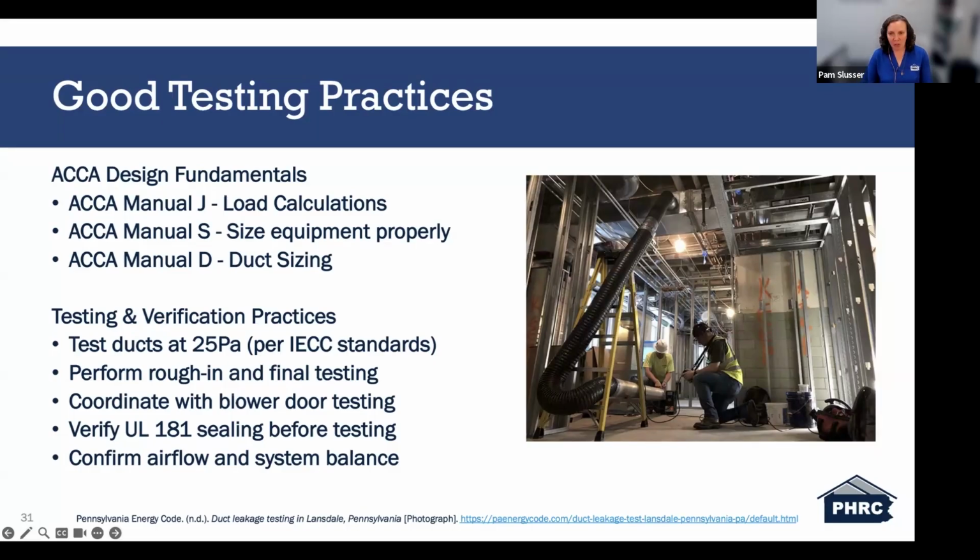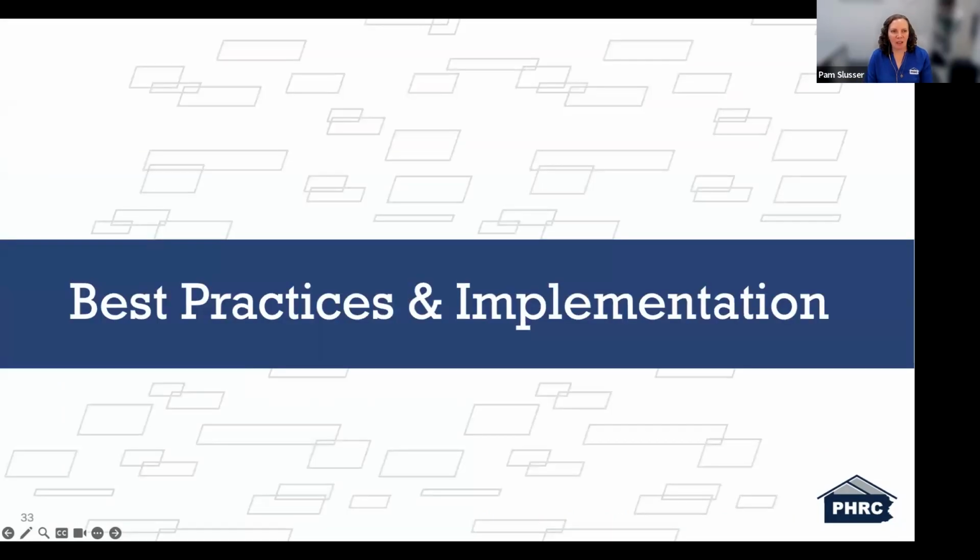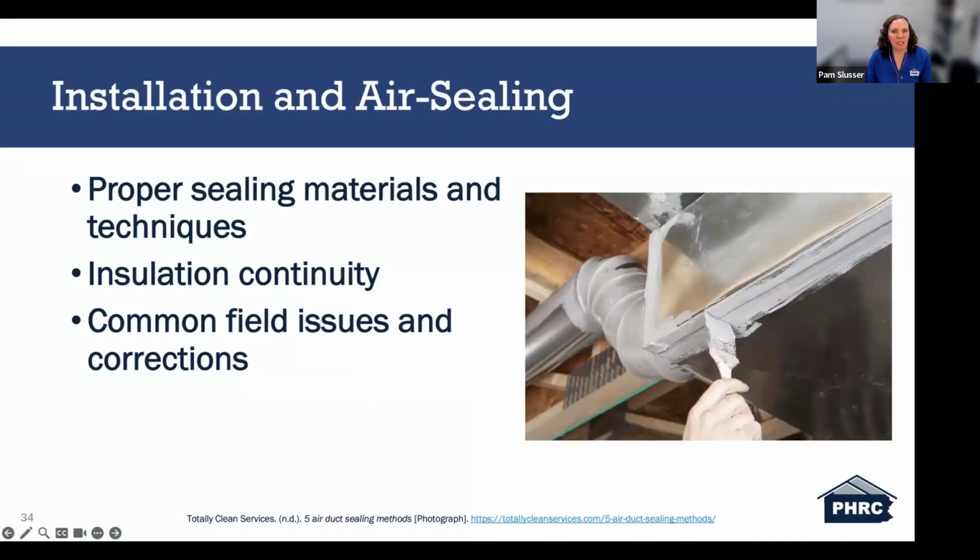So along with all of those, moving on. All right, for the second half of my webinar, we're going to start off by talking about best practices and implementation with ductwork, focusing on what proper installation and air sealing look like in the field. First, using the correct sealing materials and techniques is critical. As I have stated multiple times already, we should be using UL 181 listed mastics or tapes, not your traditional duct tape, and ensuring all joints, seams, and connections are properly sealed.